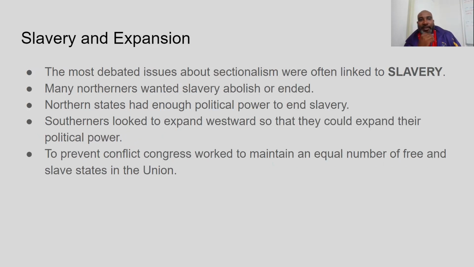So going into that, slavery and its expansion, the most debated issue about sectionalism was linked to slavery. And I put slavery in bold. Many of the Northerners wanted to abolish slavery, or they wanted slavery to be ended. Most people don't understand why. It wasn't in regards to race. It was more in regards to fear.